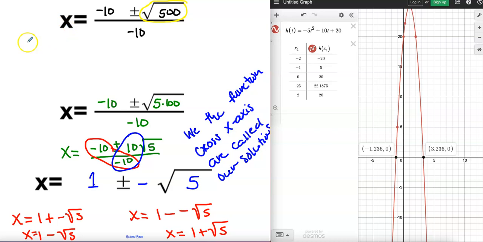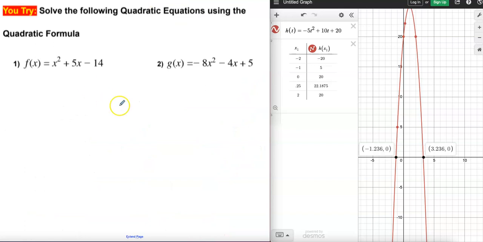But sometimes what you're going to see is what happens when the graph doesn't cross the x-axis at all. And we're going to discuss that a little bit more, but I want you guys to have a little bit of practice with working with the quadratic formula and understand it a little better. Okay, so I have some Try problems that I want you guys to try on your own, and then we'll come back tomorrow in class and discuss it.